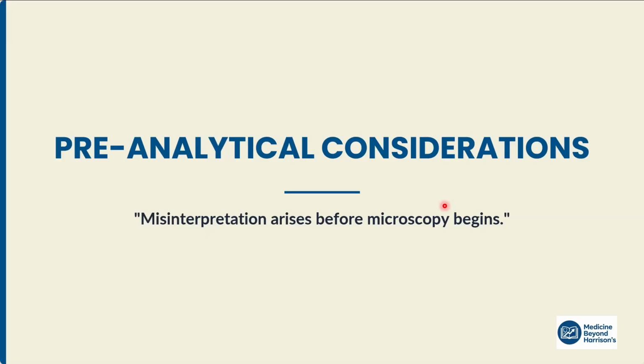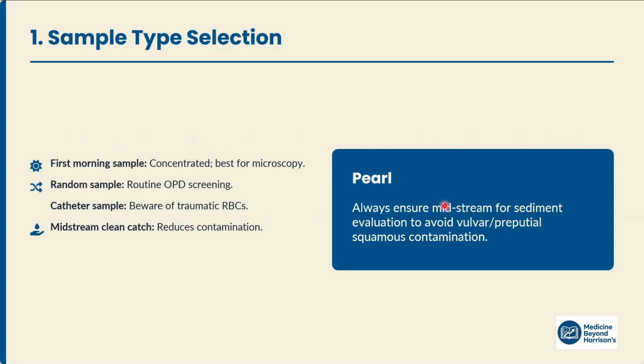You have to consider a few things before analyzing urine. In order to avoid misinterpretation when doing microscopy, you have to know the key considerations. First, sample type: the first morning sample is the best and the most concentrated sample, best used for microscopic examination. A random sample can be used for routine OPD screening, but not for microscopy.